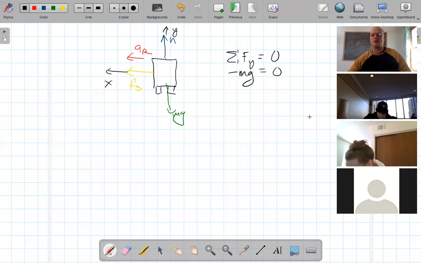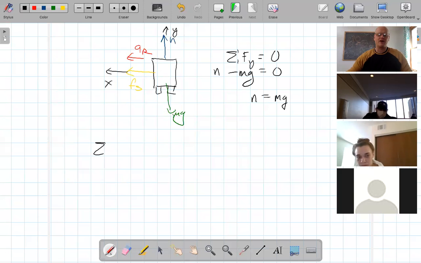What's another force in the y direction? Jarrett, can you give me another one in the y direction? The normal force. Good. All of it or part of it? All of it. Positive or negative? Positive. Positive, good. So in the y direction, we simply have the normal force minus the weight is equal to 0, which means our normal force is equal to the weight. Good. So now the static friction is in the x direction.